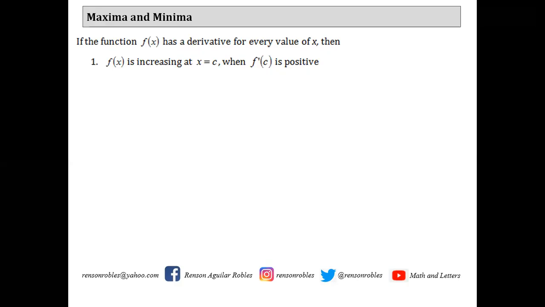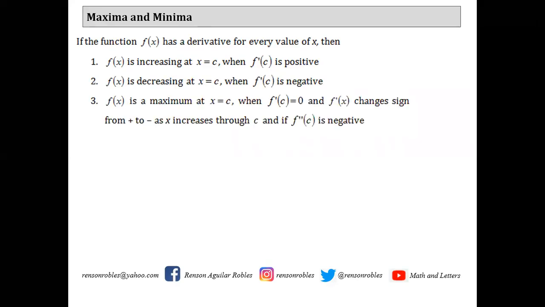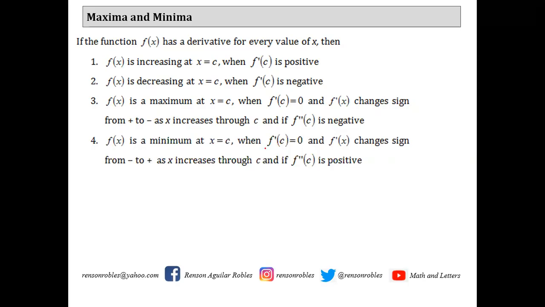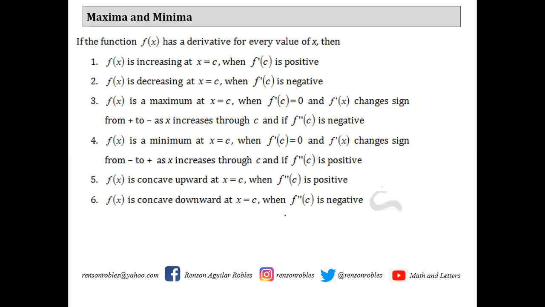We say that f of x is increasing at x equals c whenever f prime of c is positive, and that it is decreasing whenever f prime of c is negative. And the function f of x is at a maximum at x equals c whenever f prime of c equals 0 and f double prime of c is negative, and it is at a minimum whenever f prime of c equals 0 and f double prime of c is positive. It is concave upward whenever f double prime of c is positive and concave downward whenever f double prime of c is negative.